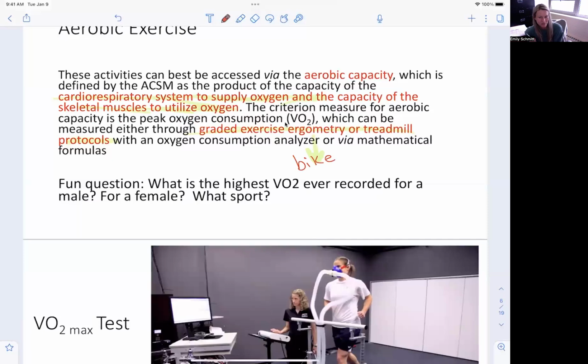So a fun question, what is the highest VO2 max ever recorded for a male and for a female, and what sport do you think that is? I know we haven't really talked about numbers associated with VO2 max, but for a male, we can get up to about a 90 VO2 max, and a female is about 85. And what sport? Really, it's very well known that cross-country skiers are the most aerobically fit out of all of the aerobic endurance athletes. Now, that's just generalizing. Of course, we have amazing cyclists and swimmers and runners, but cross-country skiing tends to put out athletes that have really high VO2 max tests.